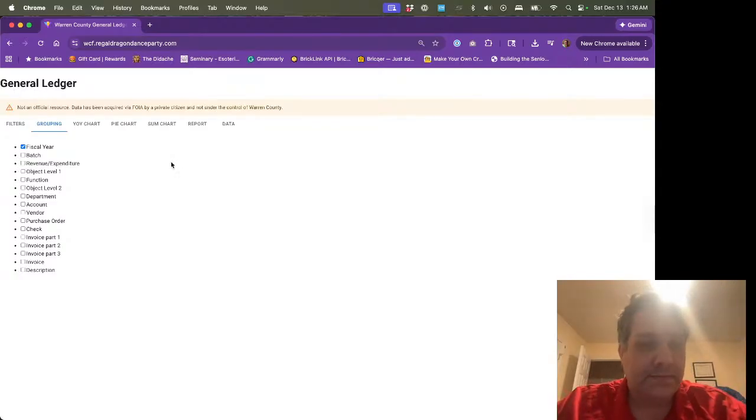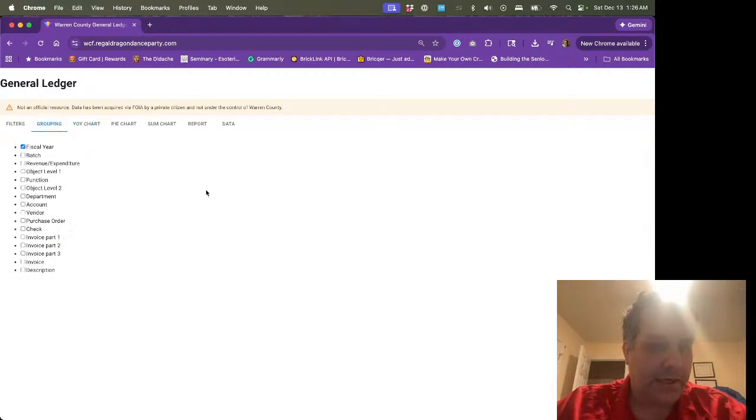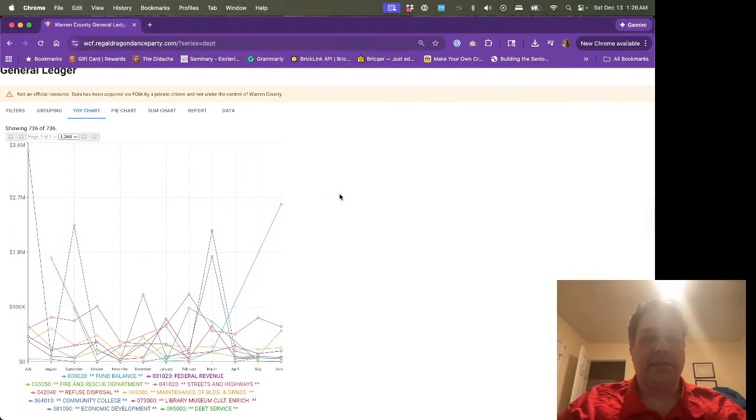Grouping is interesting, and that affects what you see on the chart. Right now, all of these are grouped by fiscal year. If I go back to the grouping and say, okay, I want to see everything by department, I'll click on department and let's just get rid of fiscal year. Here are all the departments. You're seeing the seasonal change, but you're not seeing the seasonal change for each year because I removed that grouping by year.